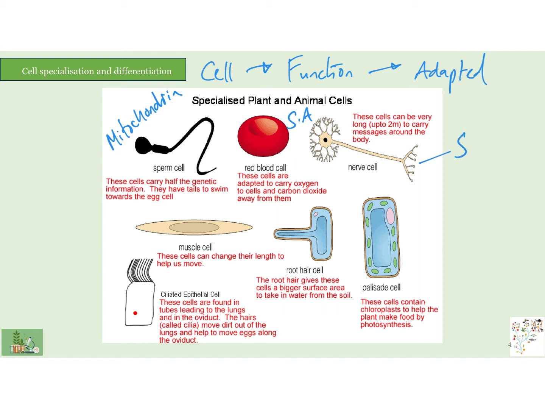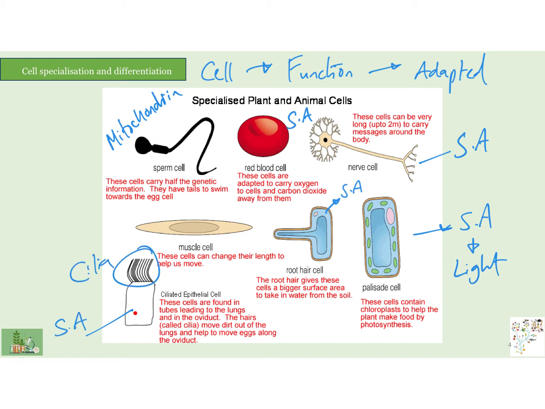A nerve cell also has a large surface area, so it can make contact with more cells, so it can transmit more messages. A palisade cell has a large surface area, so it can absorb more light. A root hair cell has a large surface area, so it can take up more mineral ions from the soil. A ciliated epithelial cell has a large surface area. It also has cilia, which their function is to move things, so particularly find them in the trachea, where they move mucus out of the body, and you also find them in the fallopian tubes or the oviduct, where they move the egg from the ovaries to the uterus.